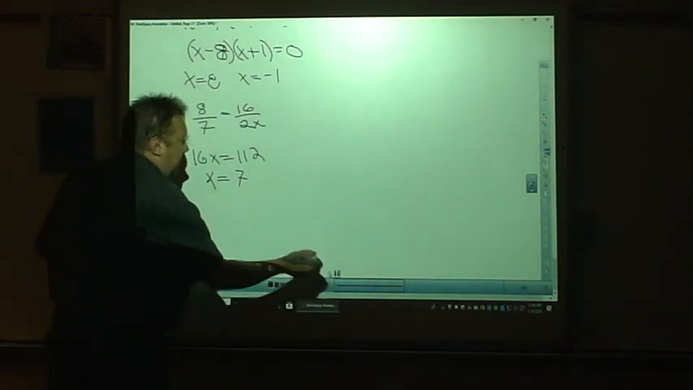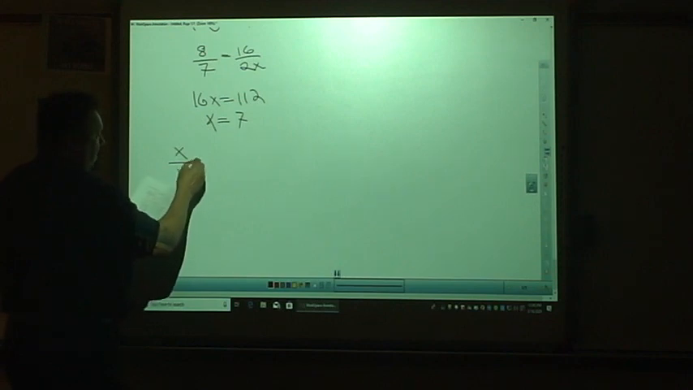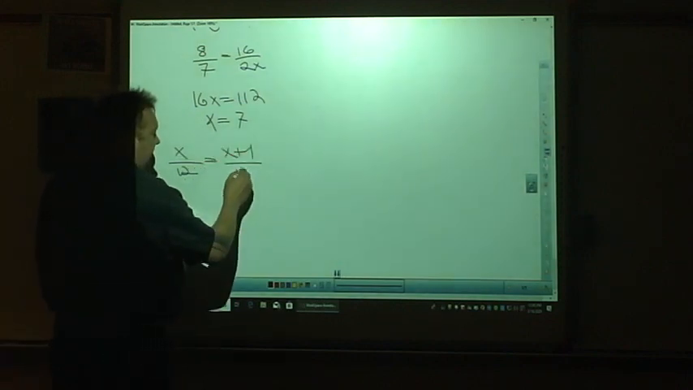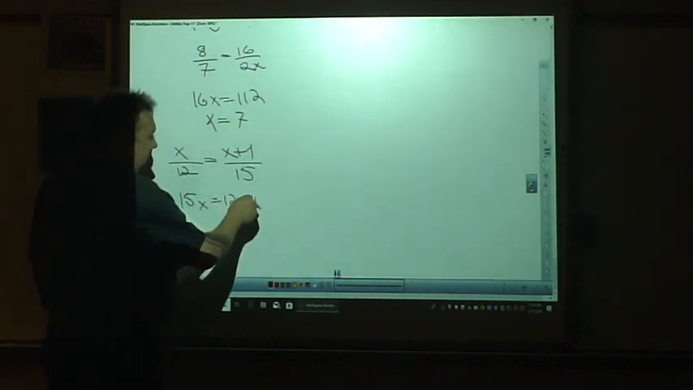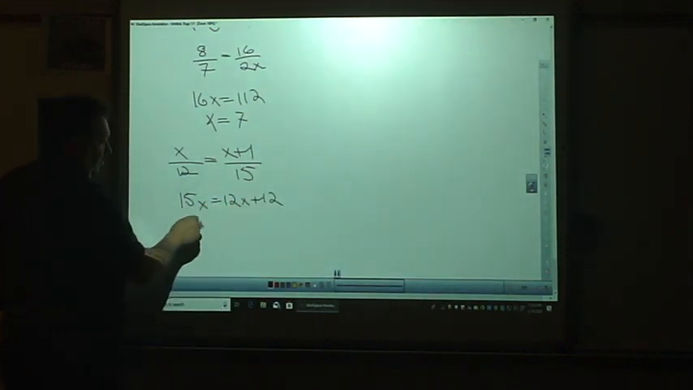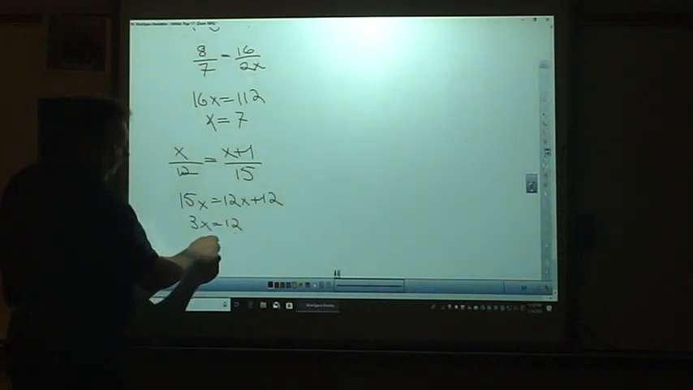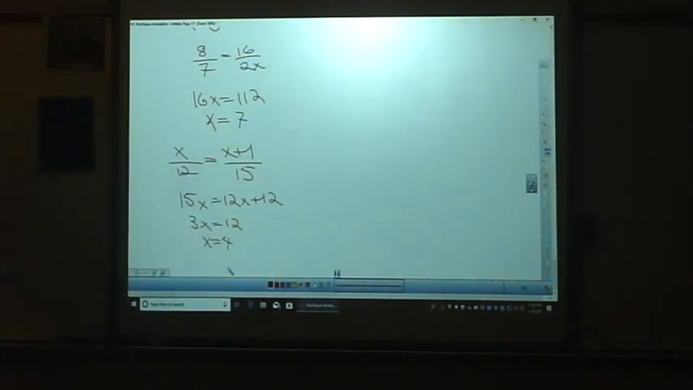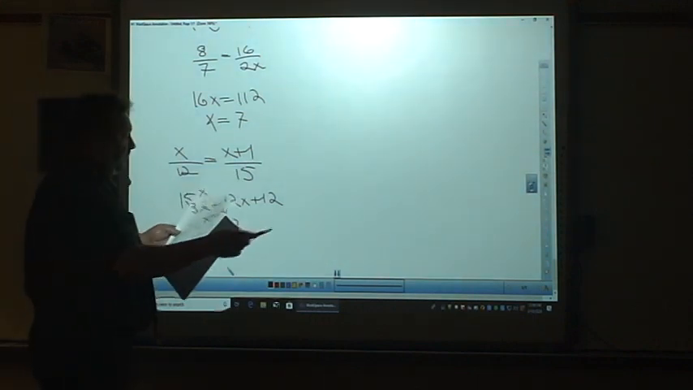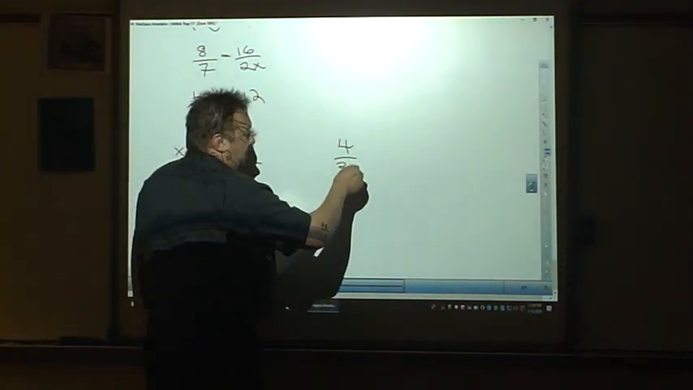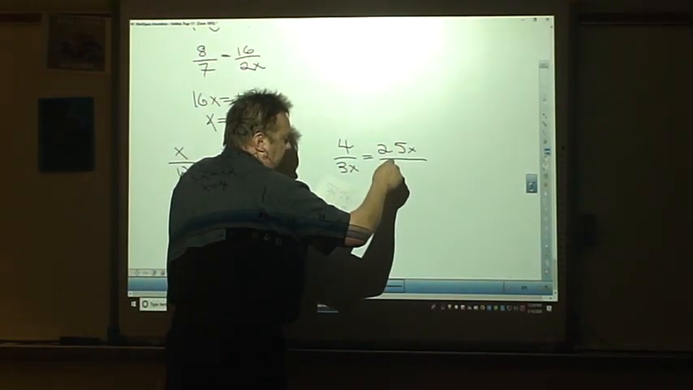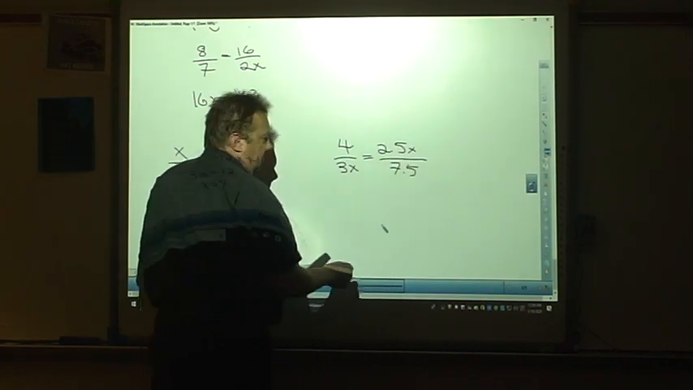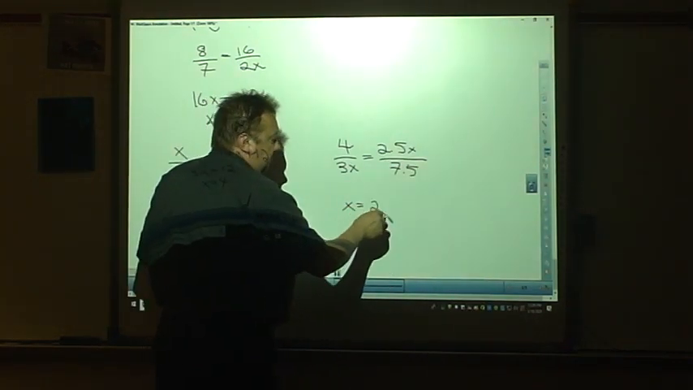Same idea, set it up like this. X over 12 equals x plus 1 over 15. 15x equals 12x plus 12. 3x equals 12, x equals 4. And for 51, just turn it to the side. 4 over 3x equals 2.5x over 7.5. Cross multiply and you'll get x equals 2.